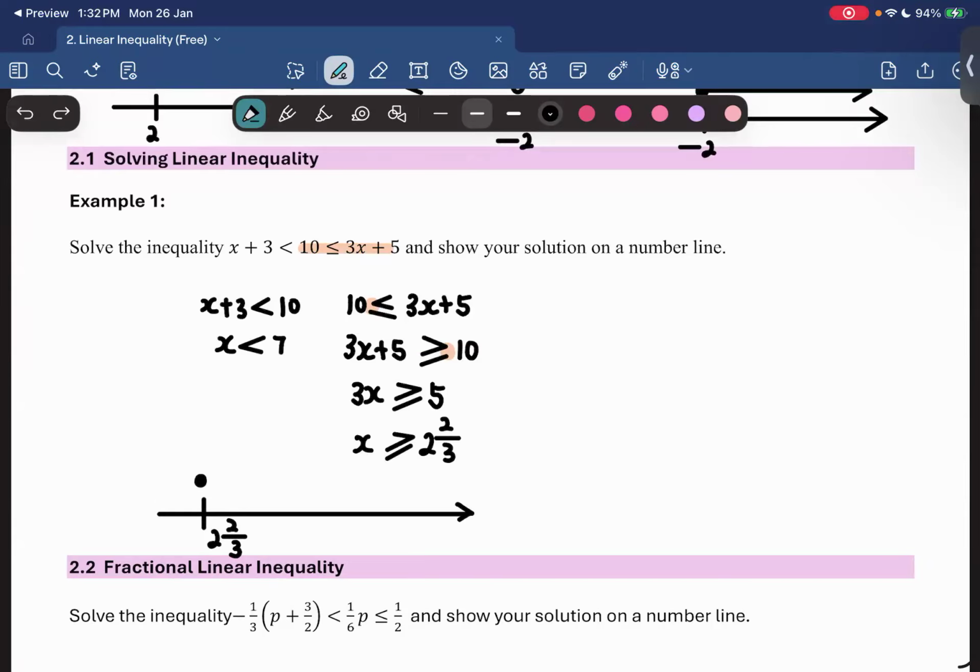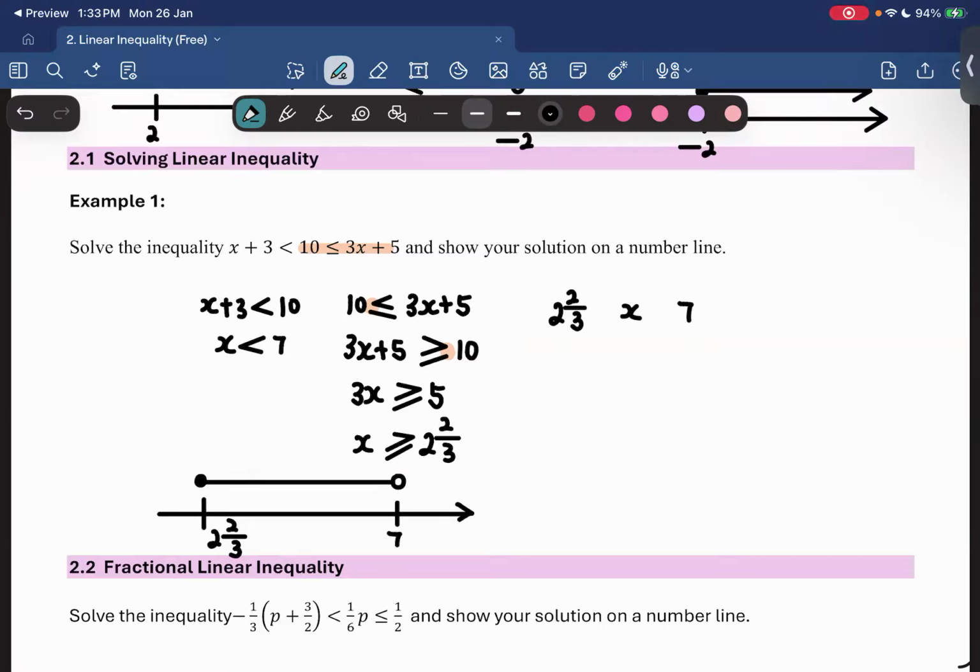Okay, then after that, this one here is 7. 7 is non-inclusive and less than, so you're going this side. So what you're going to do is connect these dots together. When you connect these two dots together, this is what we call a bounded answer. That means your linear inequality should combine into one statement. So how you do that is 2 and 2 third, x in the middle, 7.